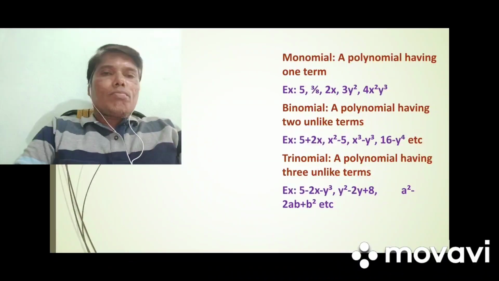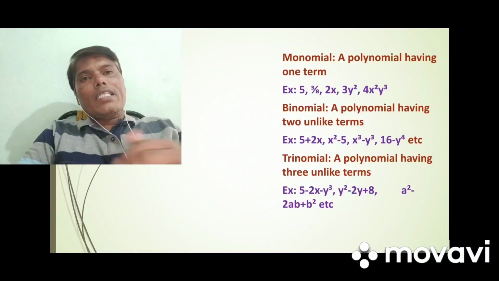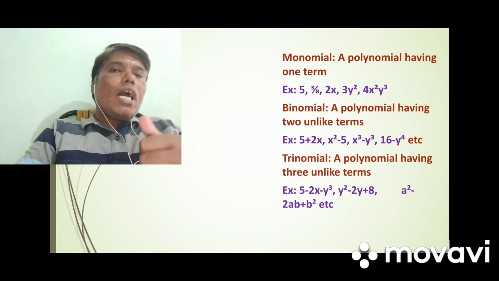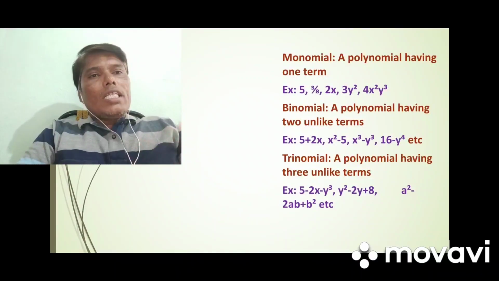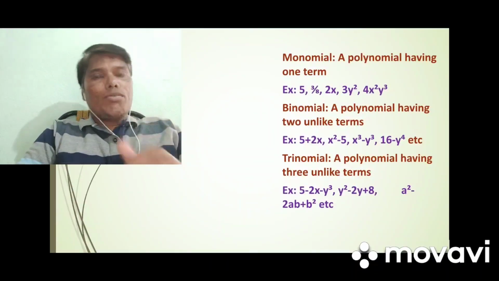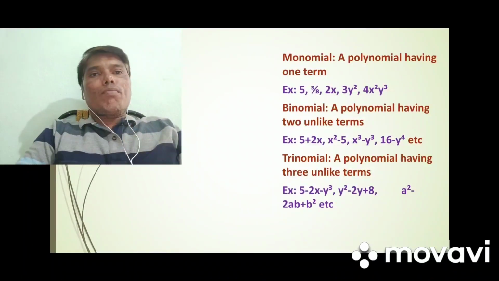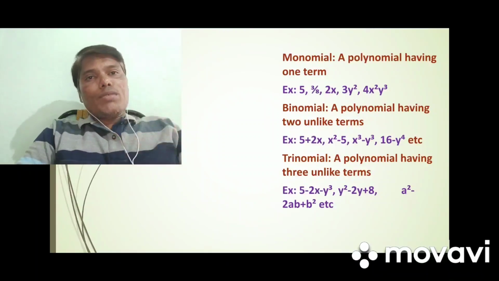What is meant by a binomial? A polynomial having 2 terms is called a binomial. So bi means what? 2. Bicycle means it will have 2 wheels. Bi means 2. So a polynomial having 2 terms is called a binomial. Okay, let us see the examples. 5 plus 2x. 2 terms means here we should understand that 2 unlike terms. A polynomial having 2 unlike terms is called a binomial. 5 plus 2x, it is a binomial because here we have 2 terms and they are separated by the addition symbol, and these 2 are unlike terms.